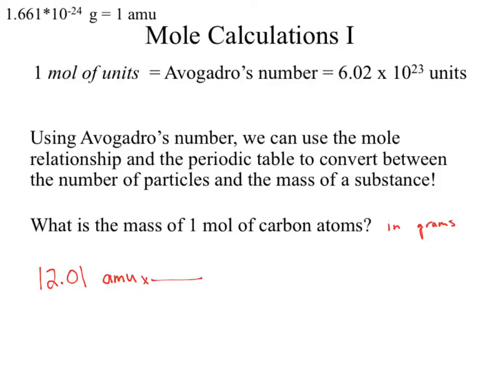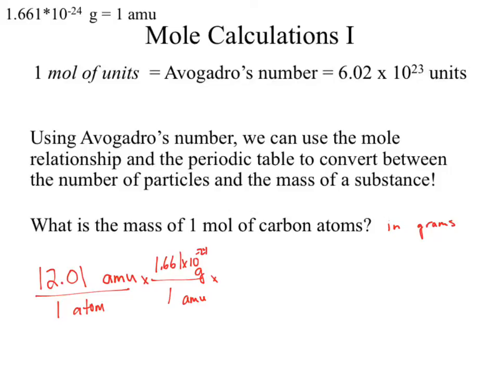Use the conversion factor of AMU. I need my AMU to gram conversion factor. What was it? 1 times 10 to the minus 24 grams was 1 AMU, right? Okay. Our AMU value here, that was the mass for one atom. So if we go through and do this calculation, what's our answer?